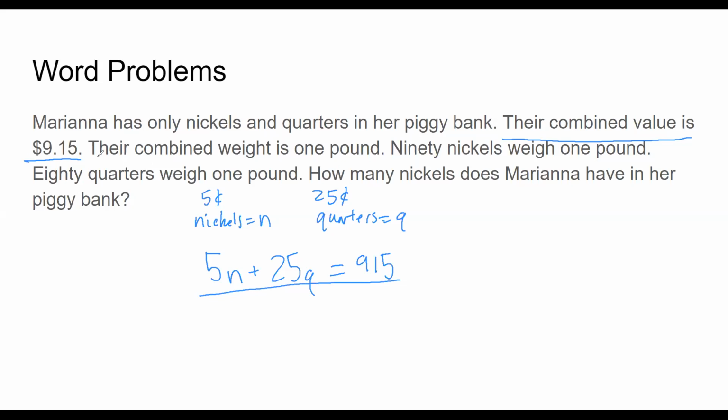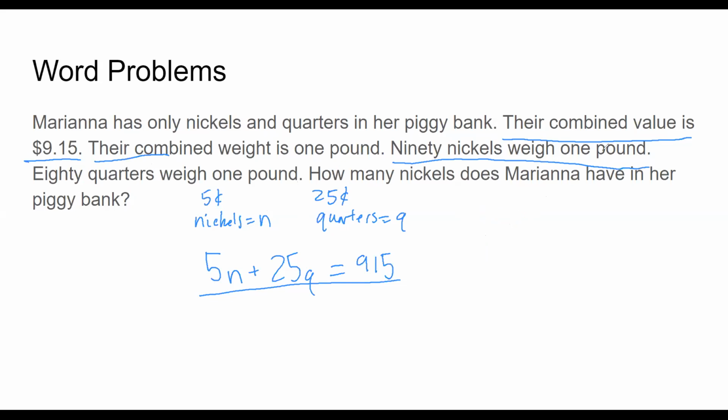Then we look at the second equation. Their combined weight is 1 pound, and 90 nickels weigh 1 pound, and 80 quarters weigh 1 pound. If we look at 90 nickels weighing 1 pound, that means 90 times n is equal to 1. And then 80 quarters weigh 1 pound. Actually, we have to be careful here. I shouldn't say it like that.